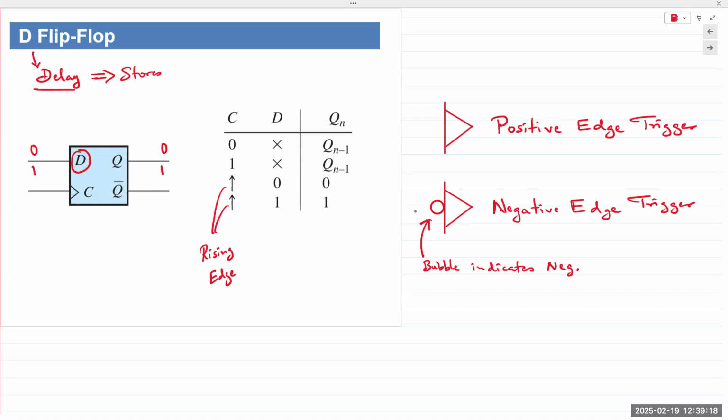If it's 0, you get 0 at the output. If it's 1, you get 1 at the output. So the clock level does not matter. Whether the clock is 0 or 1 does not matter. It must have a rising edge. Then it will function. All right. Questions?